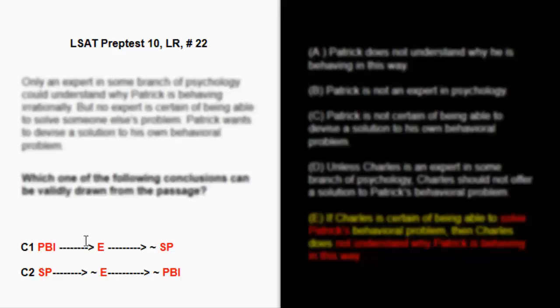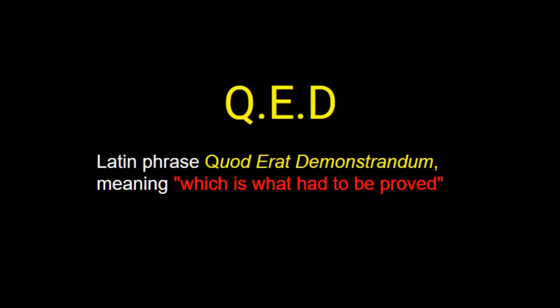This is nothing more than the transitive property. That's like saying A to B, B to C, then we can say A to C. That's exactly what this is. So the right answer is basically given to us in the contrapositive form. All right, congratulations. QED, we proved this argument.